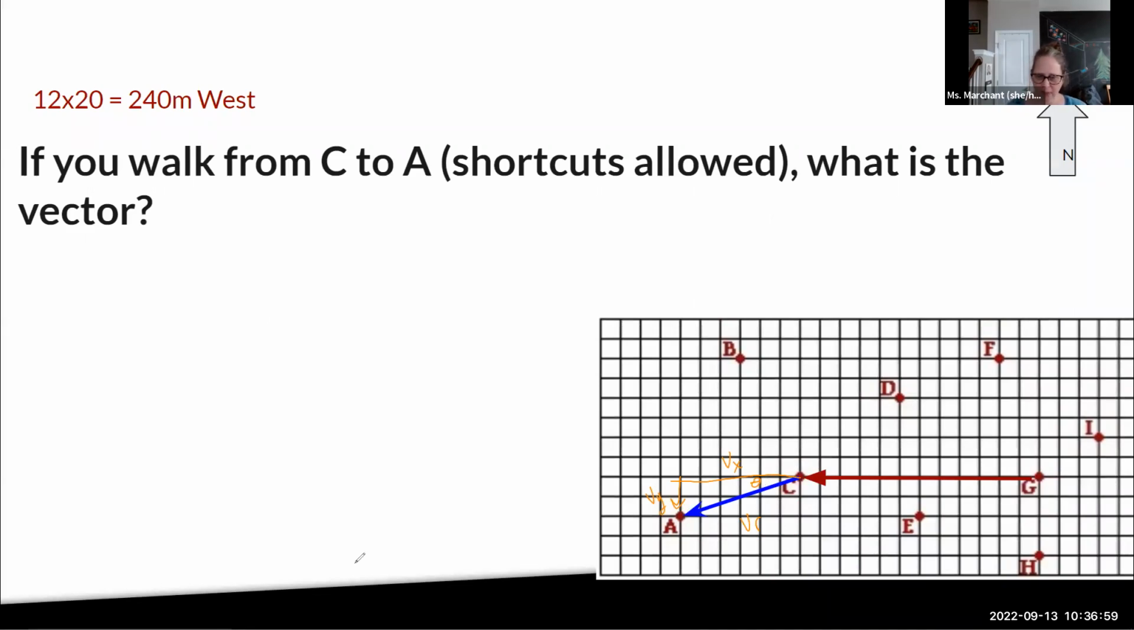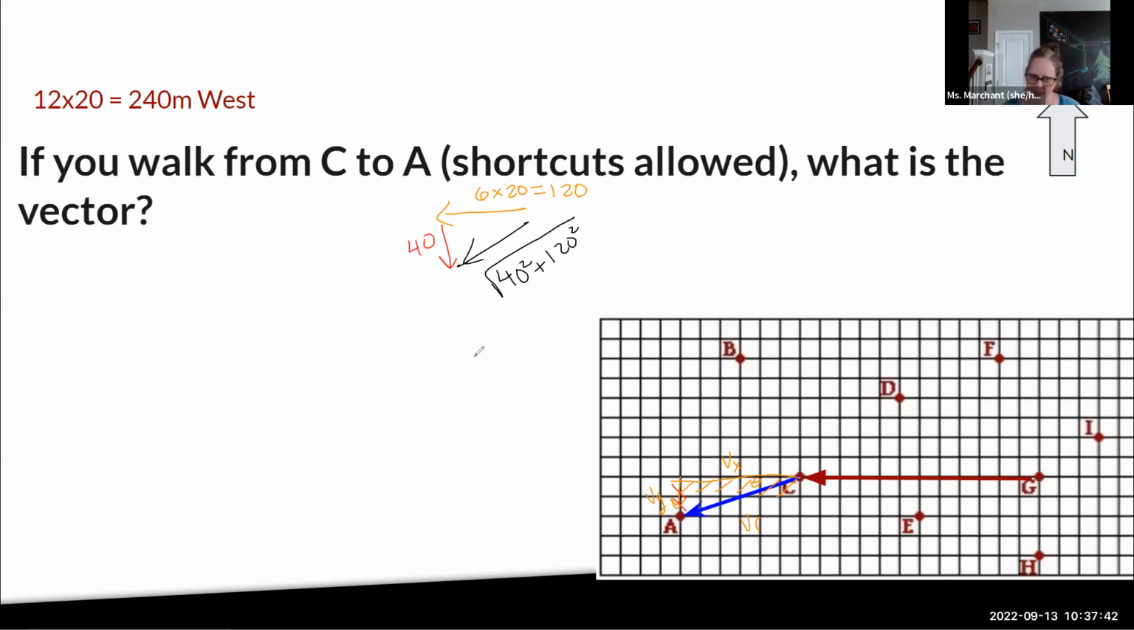Break it down. What is my velocity in the x, or my vector in the x, because it's not velocity, it's just a vector. 1, 2, 3, 4, 5, 6. So it is 6 times 20, or 120. What is my vector in the y? 1, 2. Okay, and it's 2 blocks down. 2 times 20, or 40. So how can I figure out my resultant? 40 squared plus 120 squared. Take the square root of all that.